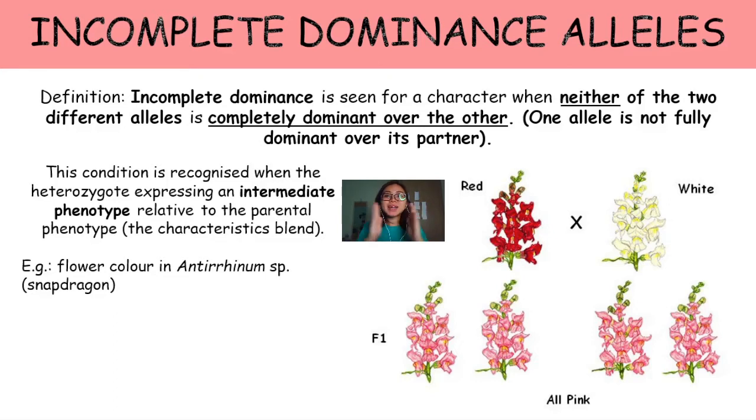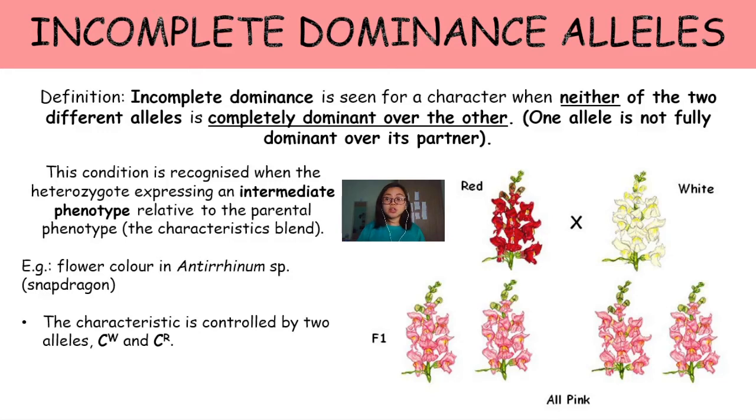Phenotype perantaraan. Or third keyword that you need to pay attention to is blending or mixing of characteristics. Ciri-ciri atau phenotype yang dicampur. Perantaraan atau dicampur. You need to pay attention to these keywords to know that the question is talking about incomplete dominance. Okay, so let's go back to this example with the snapdragon flower.